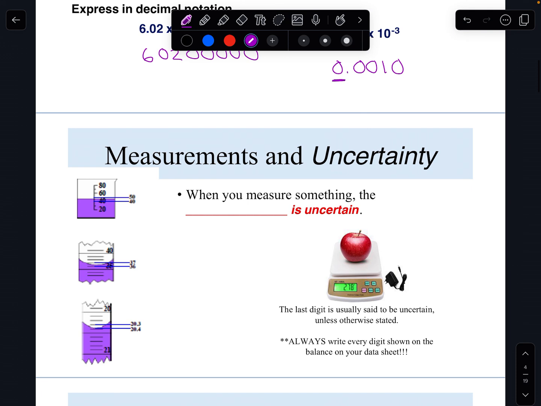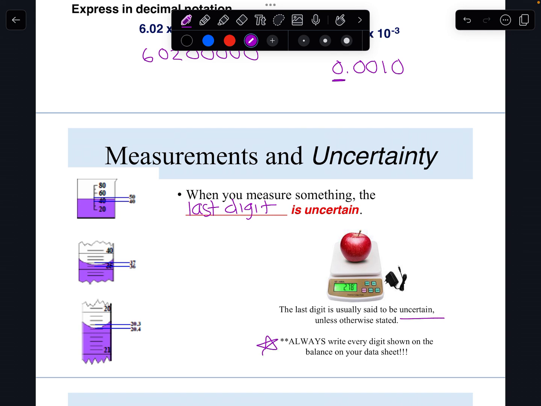All right, measurements and uncertainty. So when you make a measurement, the last digit is the number that is your uncertainty digit. So for example, if you're using a ruler or something like that, that last decimal place you always need to estimate, right? Because it's so small. So we call that the uncertainty digit, and we're going to learn how to take those numbers into account when we do calculations. So the last digit is usually said to be uncertain unless otherwise stated.